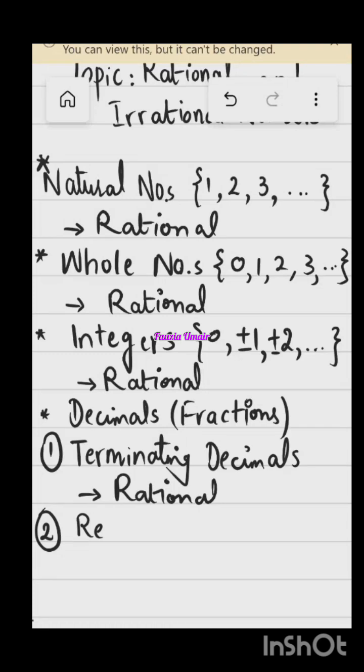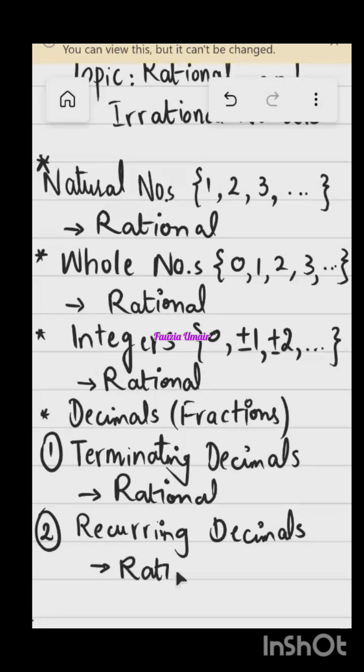So what kind of number is a recurring decimal? A recurring decimal is also a rational number. Terminating decimal is the decimal which ends. Recurring decimal is the decimal where there is a repetition. Okay, the same pattern is repeating itself.